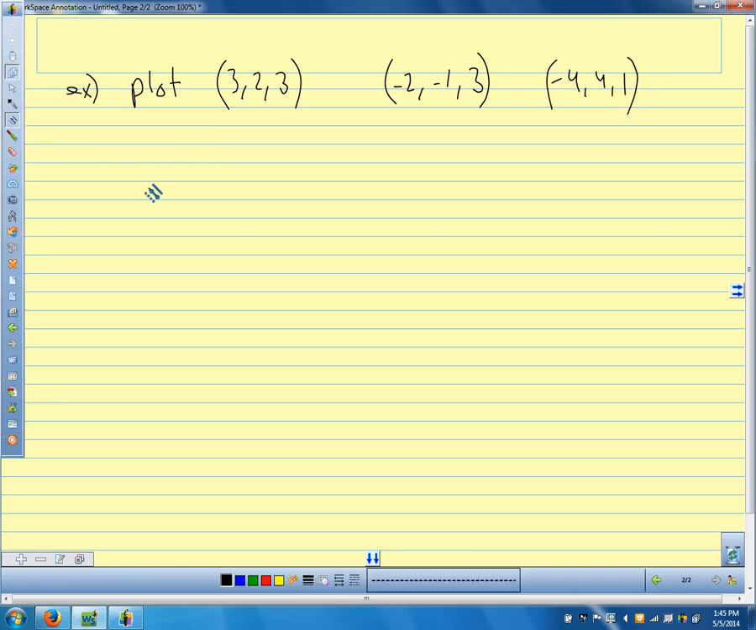So I'm going to draw my axes here, and we'll plot these out just to get an idea of how we want to visualize points in 3 dimensions. So I'll draw my negative axes in dotted lines here. And this is our z, this is our y, and this is our x.